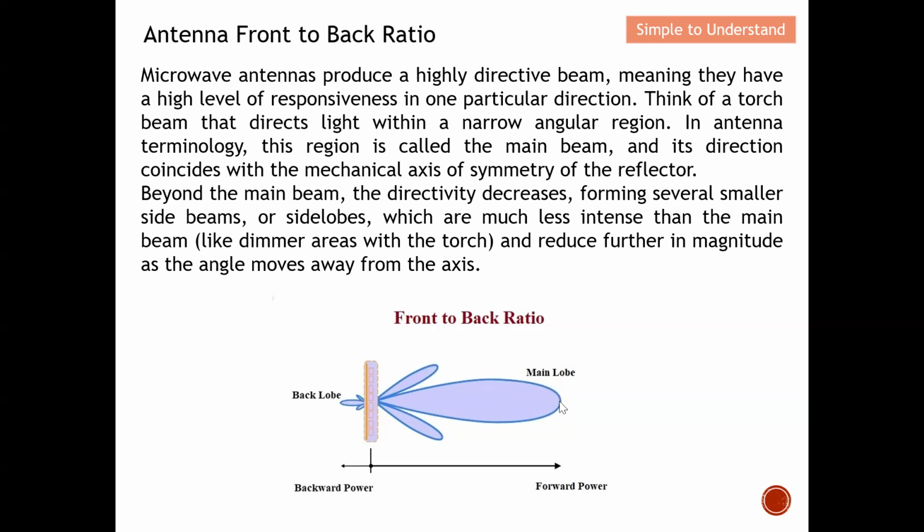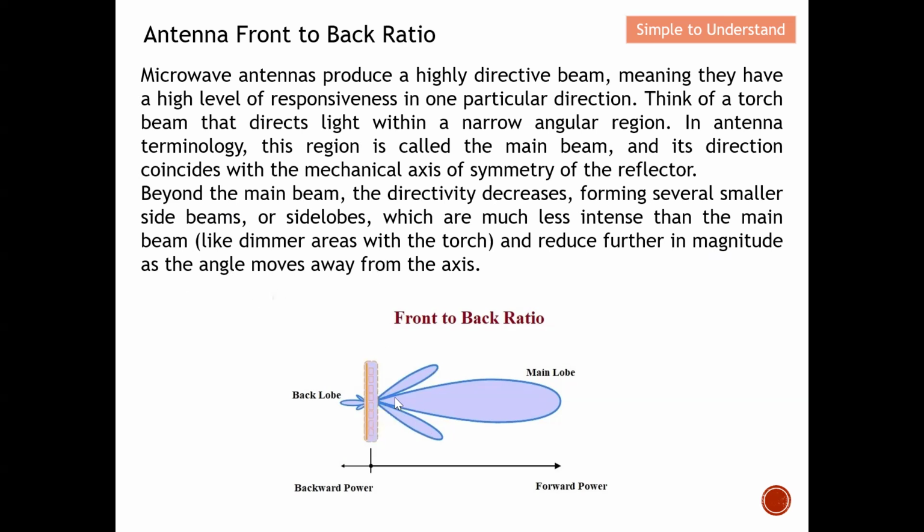So this is what we call the main beam, and its direction coincides with the mechanical axis of symmetry of the reflector. Beyond the main beam, the directivity actually decreases, forming several small side beams. These are what we call the side beams, or side lobes, which are much less intense than the main beam and reduce further in magnitude as the angle moves away from the axis.